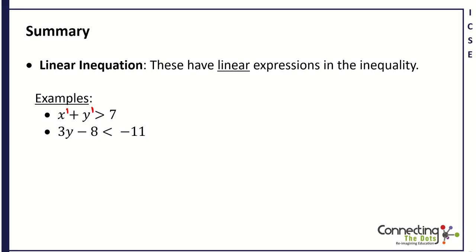So x plus y is greater than 7. The second example also is linear because the highest power of the variable y is 1. So 3y minus 8 is less than minus 11. So that makes it a linear inequation.